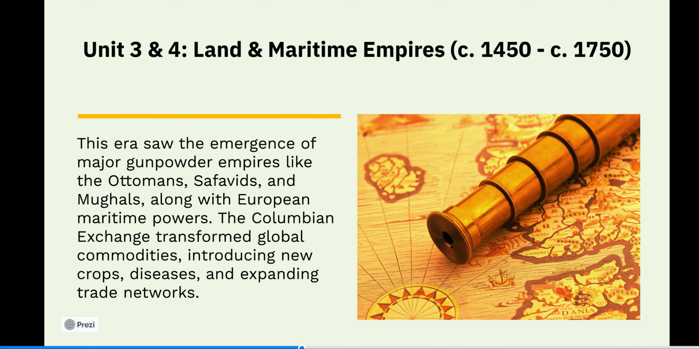Important crops like potatoes and maize coming from the New World, going to the Old World. Diseases, so smallpox coming from Old World to New World. And then we're going to see the creation and use of chattel slavery. So you should know about the Middle Passage.